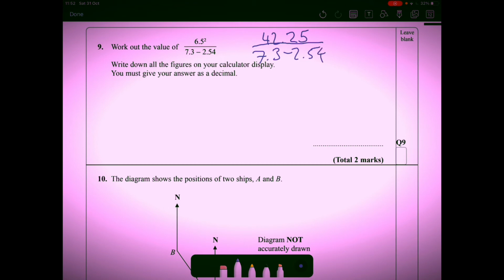On your calculator, once you've got your 42.25, I would then take your 42.25, divide that, and then open the brackets, 7.3 subtract 2.54.